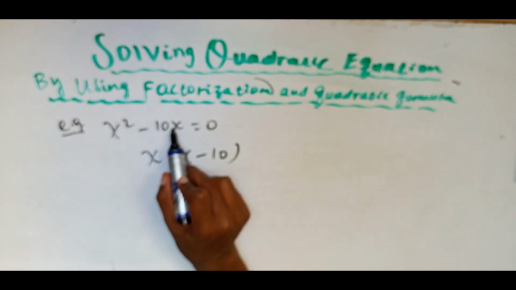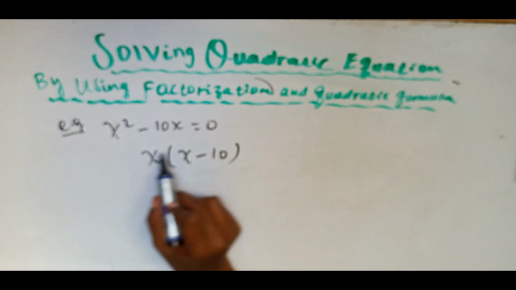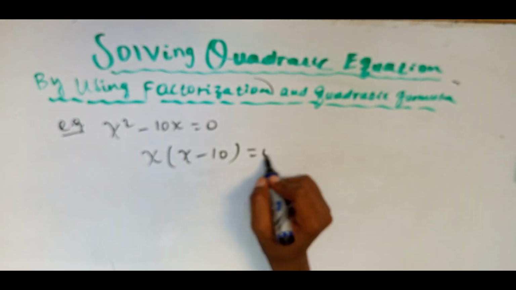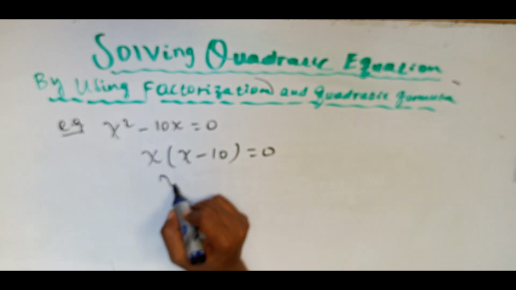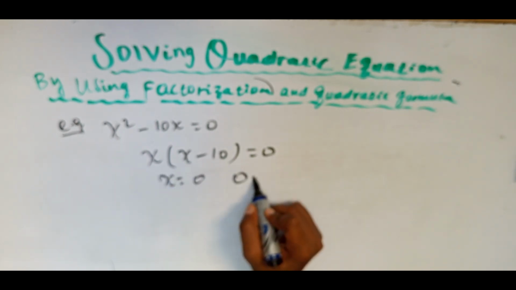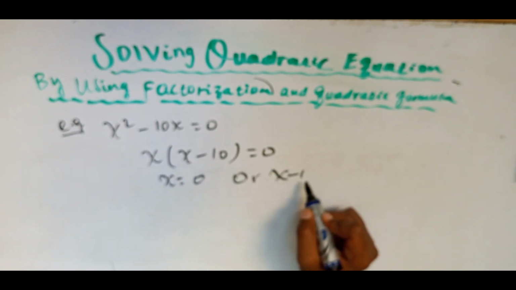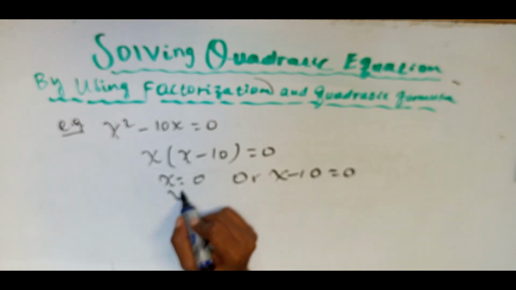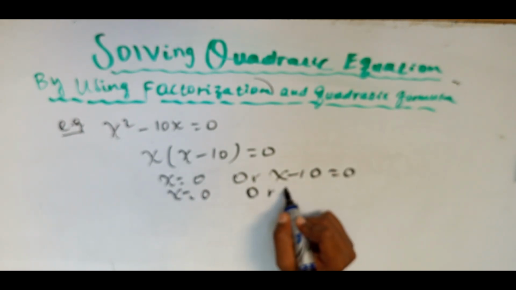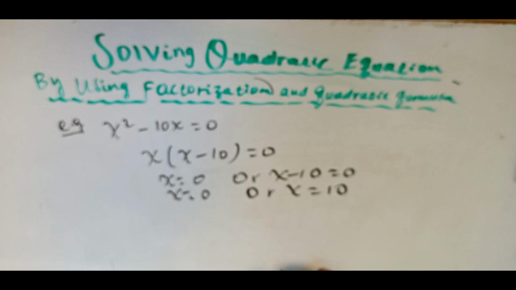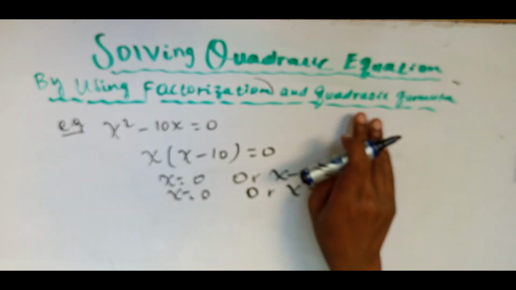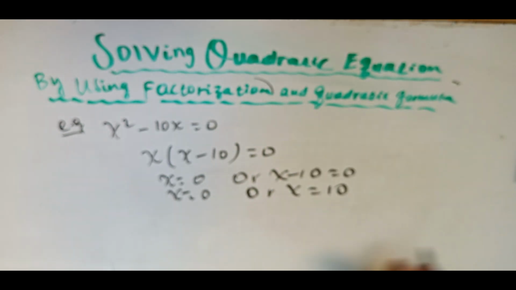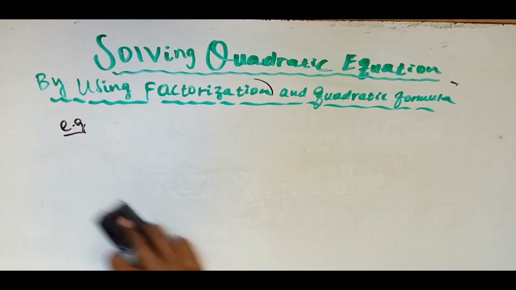I take x from both and take it outside of the bracket. It's equal to 0. So x is equal to 0 or x minus 10 is equal to 0. So x is equal to 0 or x is equal to 10. We get the same value with the quadratic formula.